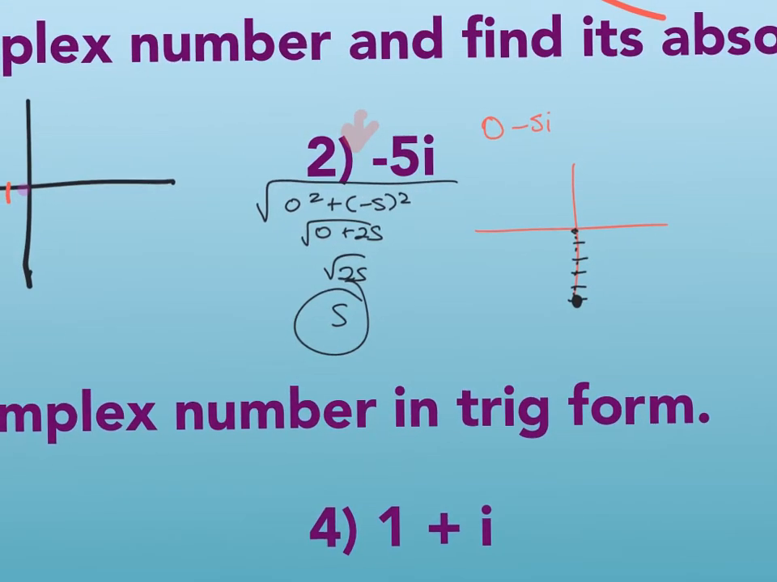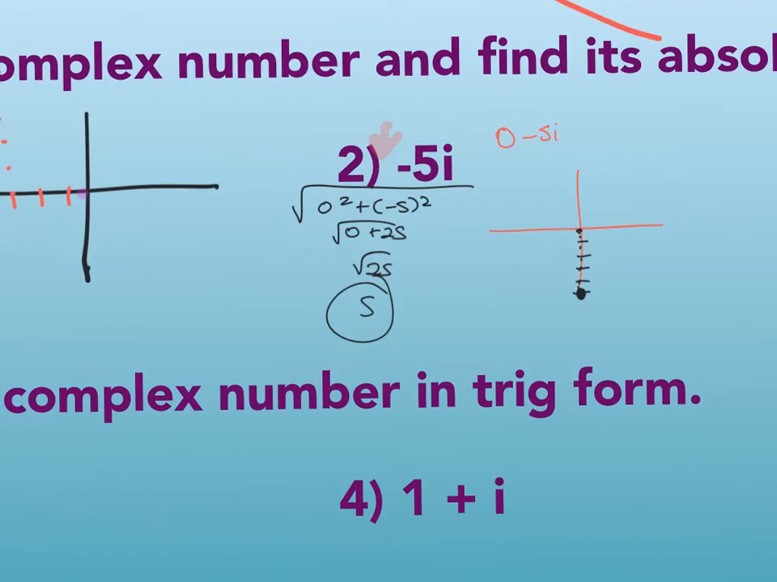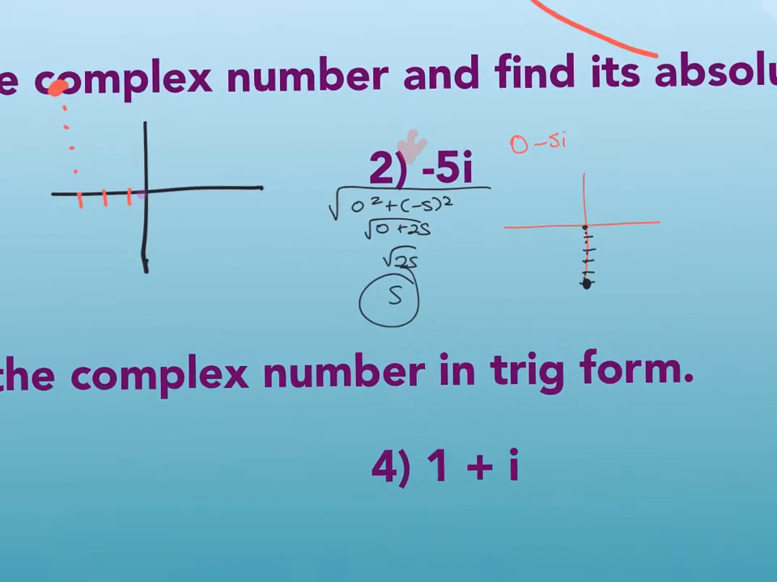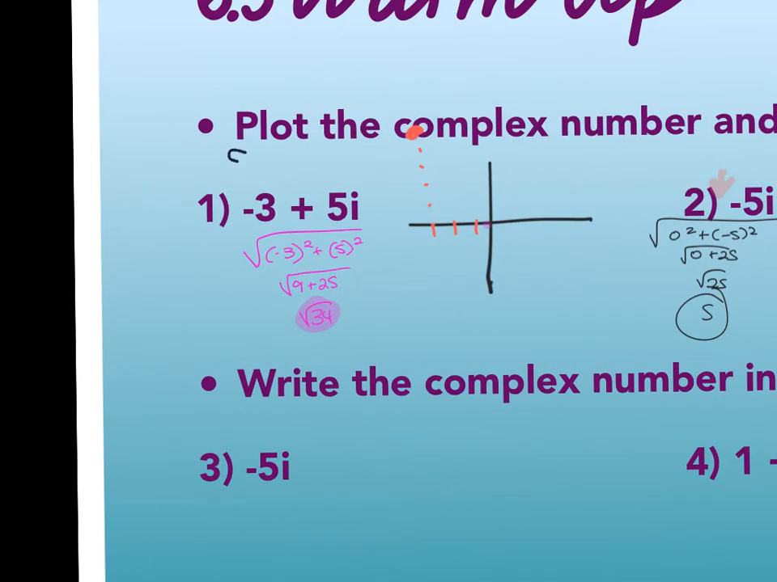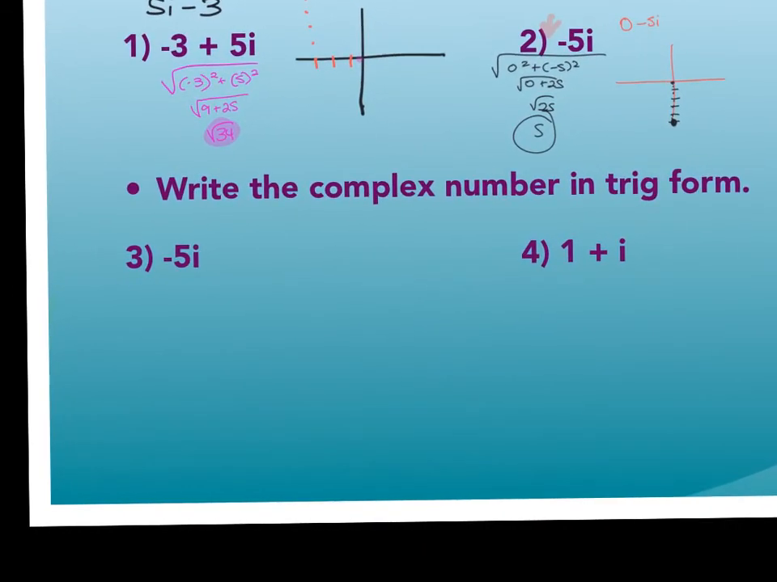Will you ever get a question where it's 5i plus 5? Sure. Good question. Could it ever be reversed? Absolutely. The a is always the one without the i. The b is always the one with the i. And the i will always be the y-axis, right? Correct. So if it was 5i minus 3, it'd still be the same point. All right, then it said to write the complex number in trig form.